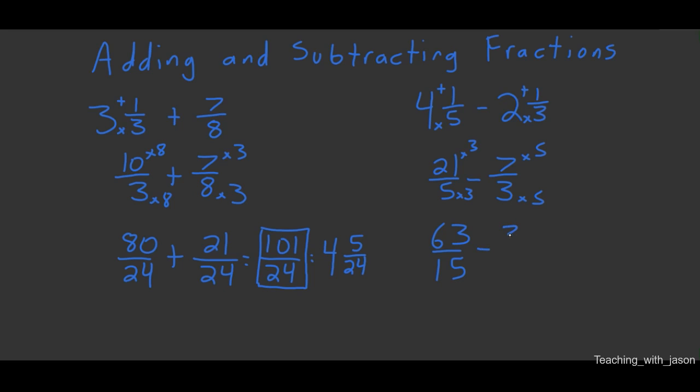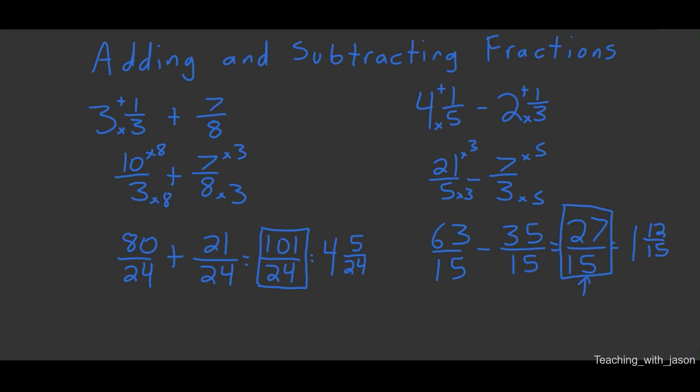63/15ths, and I'm going to end up subtracting 35/15ths. So the denominator stays the same. 63 minus 30 ends up giving us 33. 33 minus 5 ends up giving us 27/15ths. Well, once again, it takes 15 to fill up a box. So I have one full box, and I would have 12/15ths left over.